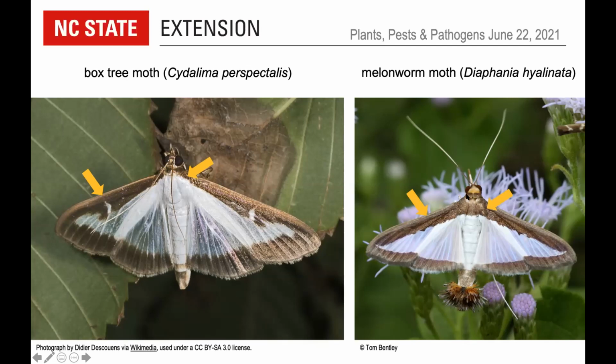So in the melonworm, you're going to have a much thicker brown border in the front. In the Boxwood Tree Moth, it's going to be white all the way up to the head. Those are the two major differences between these. There are some other similar-looking moths, but the melonworm is probably the one most mistaken for it. Again, if you're suspicious of any that look like this, you can always send photos to us.